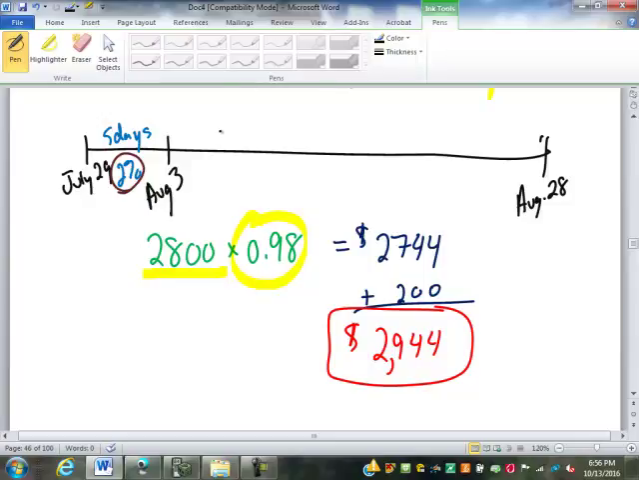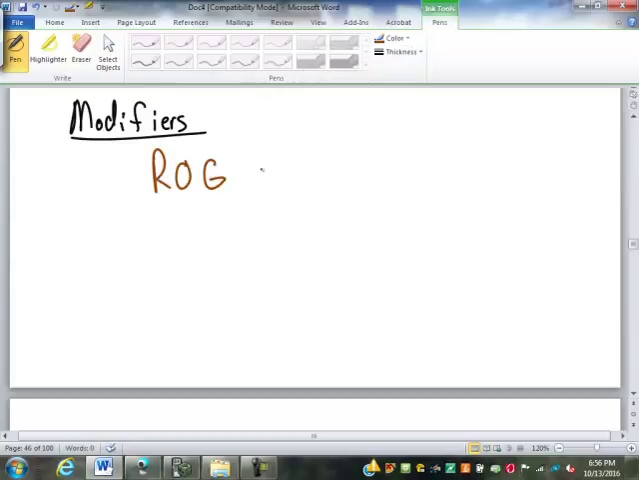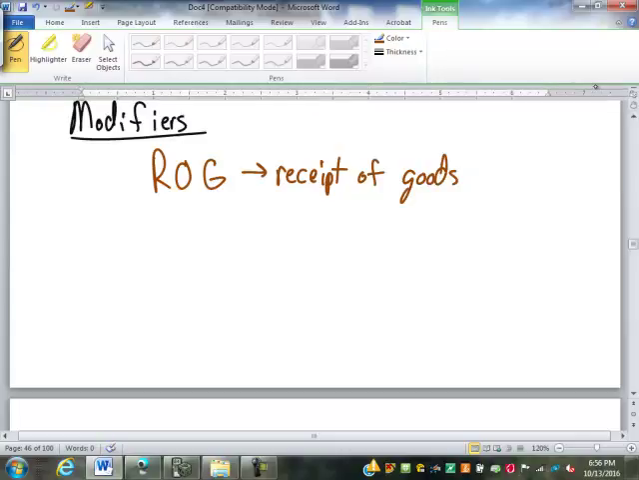Time to start taking a peek at some of those modifiers. The first modifier, probably the simplest modifier that we're going to look at, is ROG. That stands for receipt of goods. This is usually on larger items or items that are sent with a very, very slow shipping method.